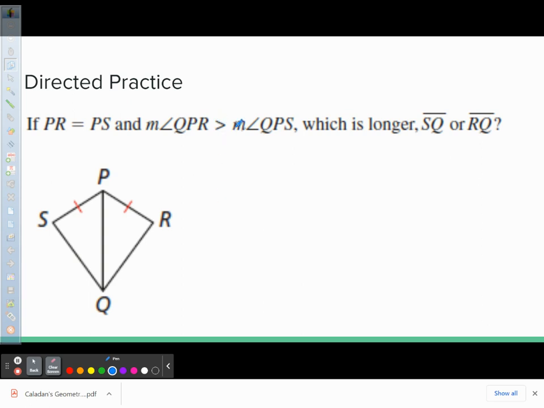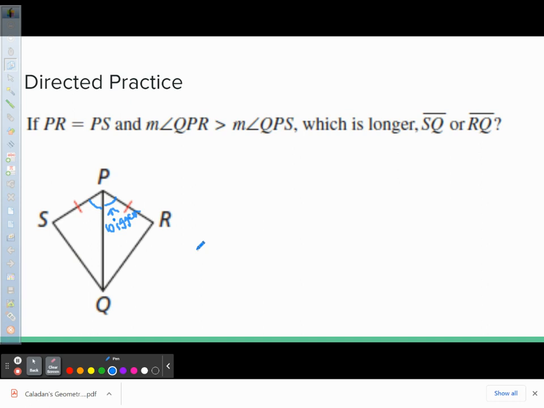All right, so you got to figure out which two angles they're actually talking about. Angle QPR, look at triangle QPR, and since P's in the middle, they're talking about this angle here. And they said it's greater than angle QPS. Here's QPS, P's in the middle, so this angle here. So this angle is bigger than the other one.